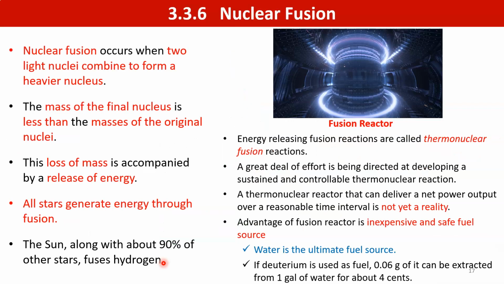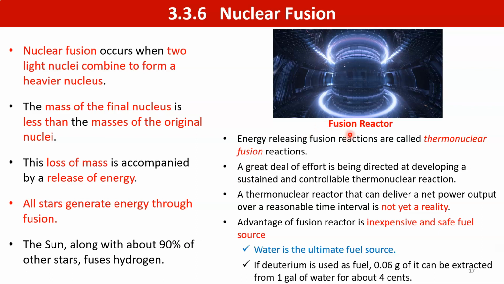So this is the last one, nuclear fusion. Nuclear fusion occurs when two light nuclei combine to form a heavy nucleus. So for fission, we split the nucleus, but for fusion, we combine the nuclei. The mass of the final nucleus is less than the masses of the original nuclei. This loss of mass is accompanied by a release of energy. All stars generate energy through fusion, including the sun. The sun, along with about 90% of other stars, fuses hydrogen.